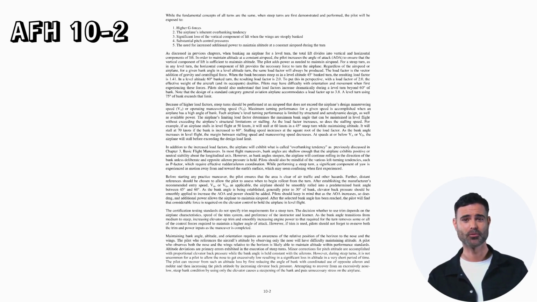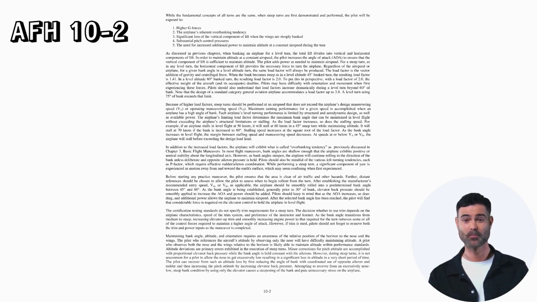In most flight maneuvers, bank angles are shallow enough that the airplane exhibits positive or neutral stability about the longitudinal axis. However, as bank angles steepen, the airplane will continue rolling in the direction of the bank unless deliberate and opposite aileron pressure is held.